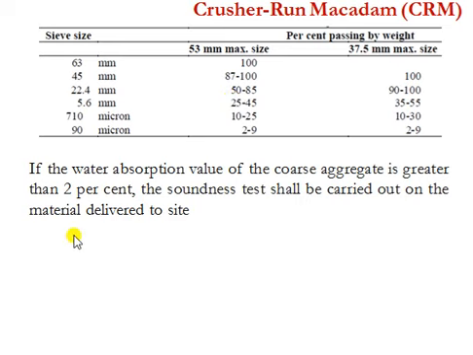If the water absorption value of coarse aggregate is greater than 2%, the soundness test shall be carried out on the material delivered to the site. So here also it is the same as the previous two cases. The maximum water absorption capacity of an aggregate should be below 2%. If the water absorption capacity of the coarse aggregate is more than 2%, then we should go for a soundness test.